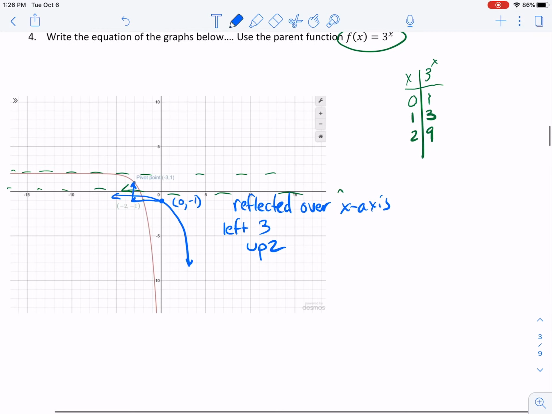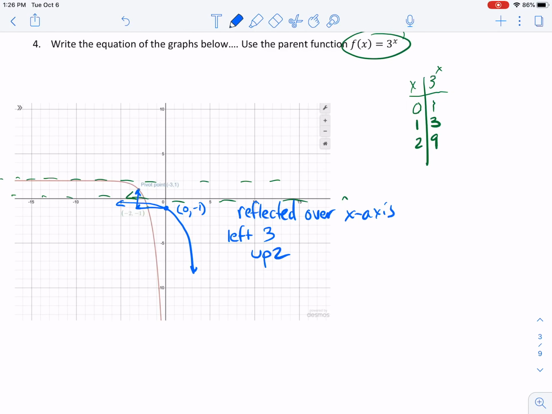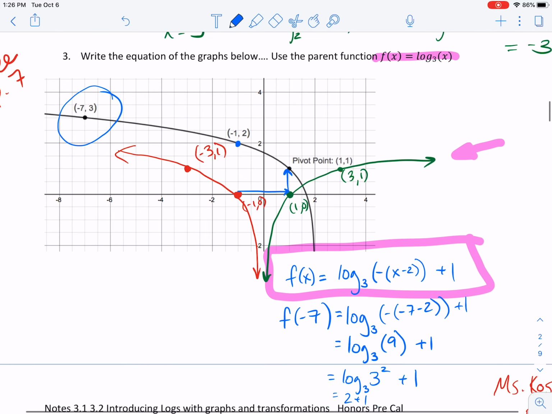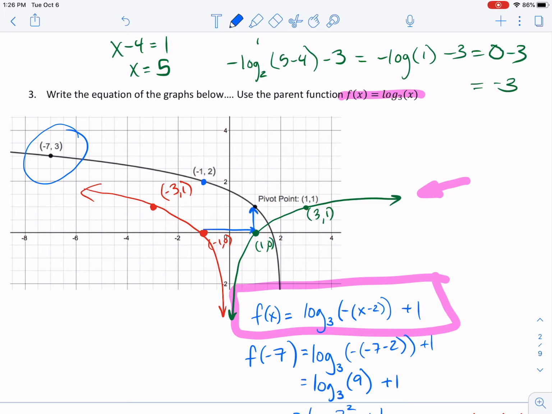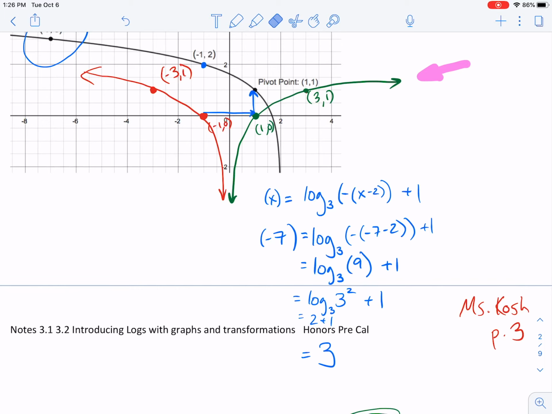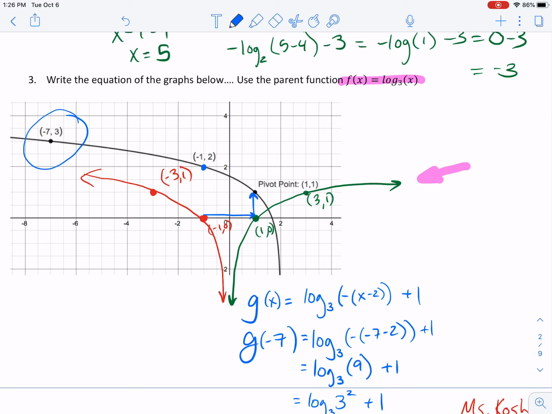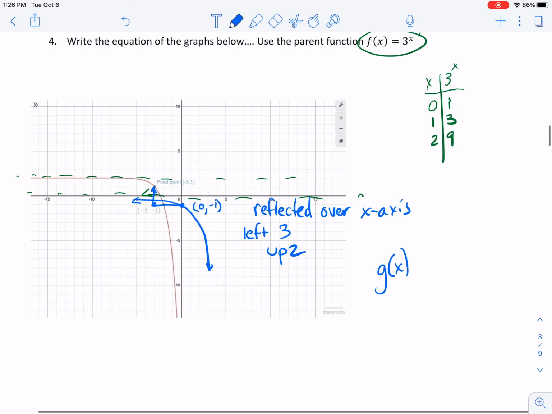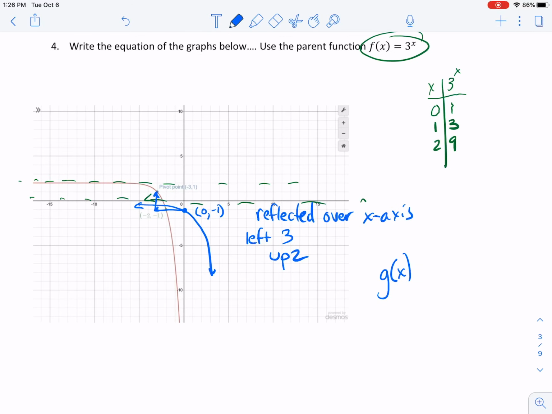That means that we're going to take our parent function, so this g of x, did I call this one f of x? Let's change that. Let's call that g, that has a new name, because they said this was f, so here's g. So I have f is this 3 to the x, so g of x is going to have a reflection over the x-axis. We put a negative here. We're going to go left 3, so that becomes x plus 3, and then up 2 right here.